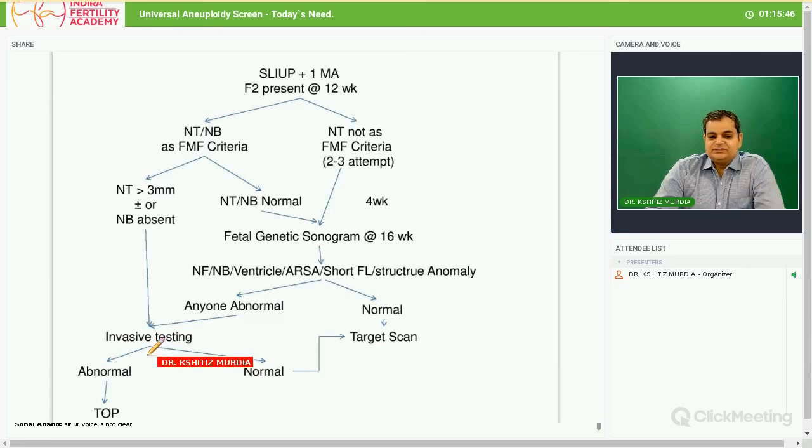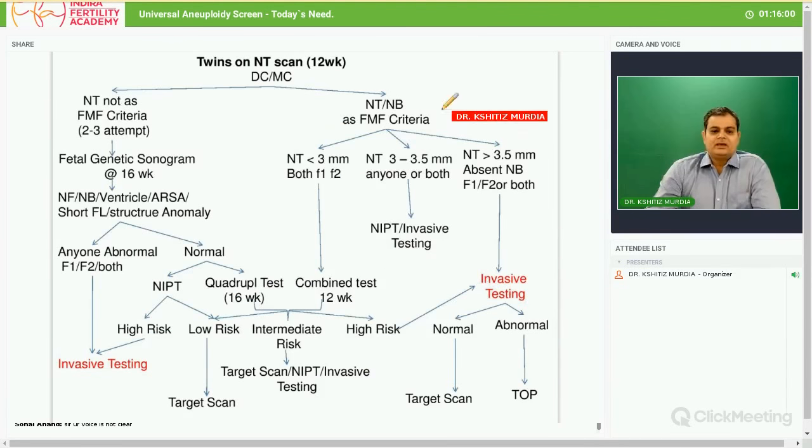If the invasive testing is normal, you can assure the patient that the baby is perfectly all right and just go ahead with the target scan. If invasive testing comes abnormal, any genetic abnormality is there, go ahead with the termination of the pregnancy.